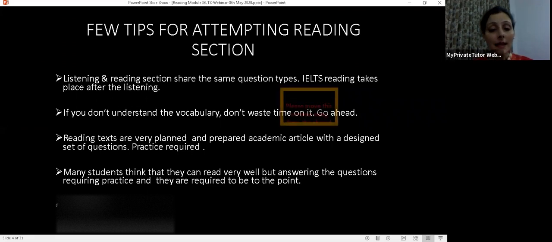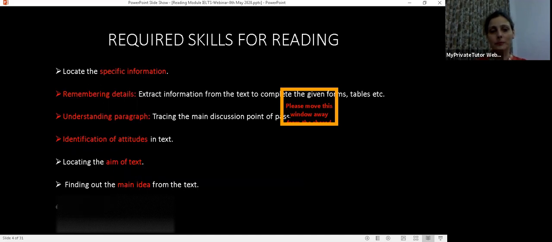Many students think that they can read very well, but answering the questions requires practice, and the answers are required to be to the point. Otherwise, your marks are going to be deducted. For this reading module, the skills which you should have are that you have to locate the specific information.